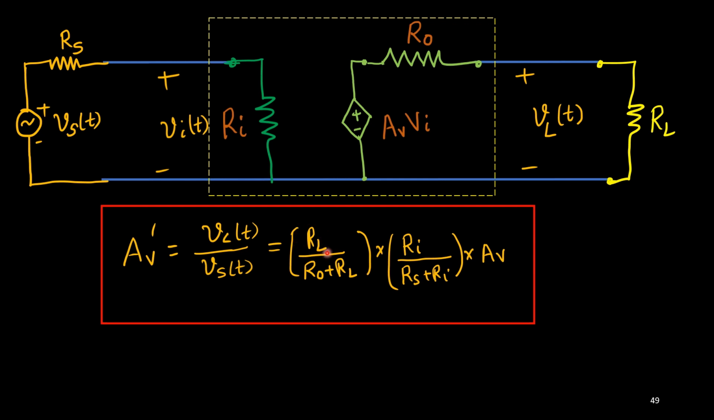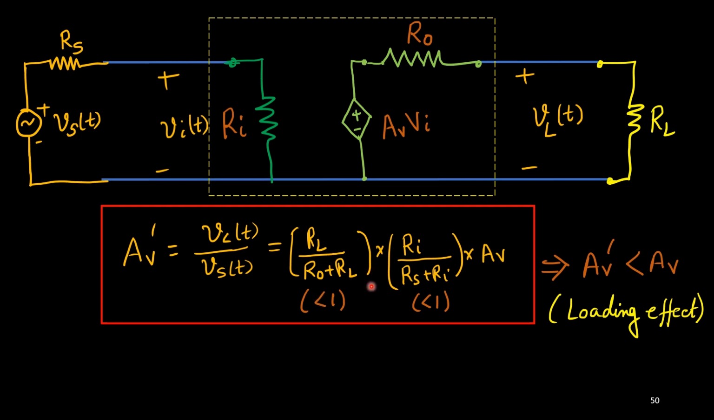So this numerator is less than the denominator. So obviously this fraction is less than 1. Similarly this fraction Ri upon Ri plus Rs, this is more than this one. So this is also less than 1. So as this is less than 1, this is less than 1. Obviously they are multiplied. So AV prime should be less than AV. This is actually loading effect.